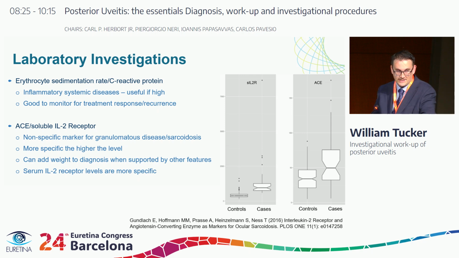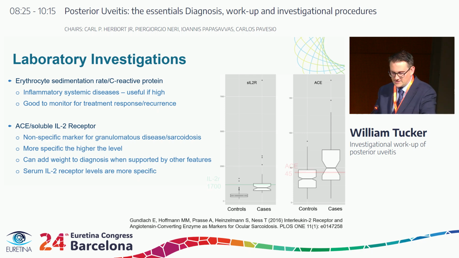So ACE, angiotensin converting enzyme, and then soluble IL-2 receptor. It's a non-specific marker, unfortunately, for granulomatous disease and sarcoidosis. It becomes more specific the higher the level. It should really be used to add weight to the diagnosis when supported by other features. And serum IL-2 receptor levels aren't commonly used yet, but they are more specific.